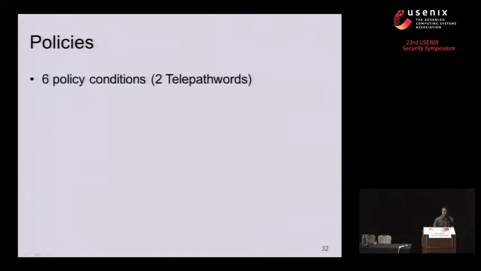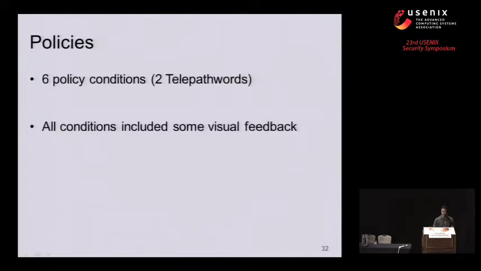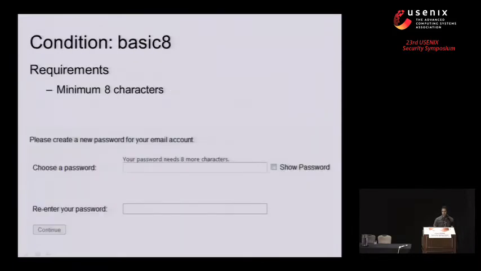Participants created passwords under 6 policy conditions, of which 2 were Telepathwords conditions. Since Telepathwords provides real-time feedback, we included some form of visual feedback in each condition. Our control condition was basic 8, which required a minimum of 8 characters but had no other requirements. In all of our conditions, the visual feedback was shown above the password field. This is how the feedback changed as the password was entered. All of our conditions also had a show password box, and clicking this box was completely optional for participants.